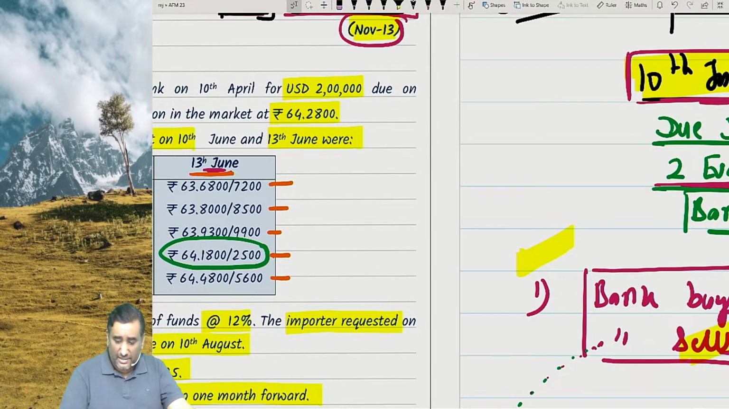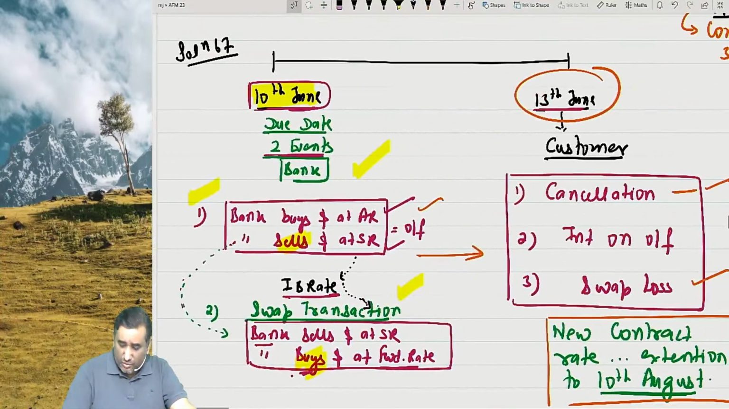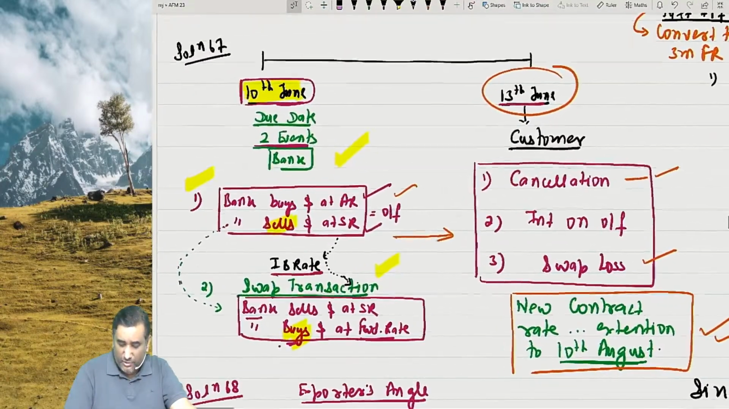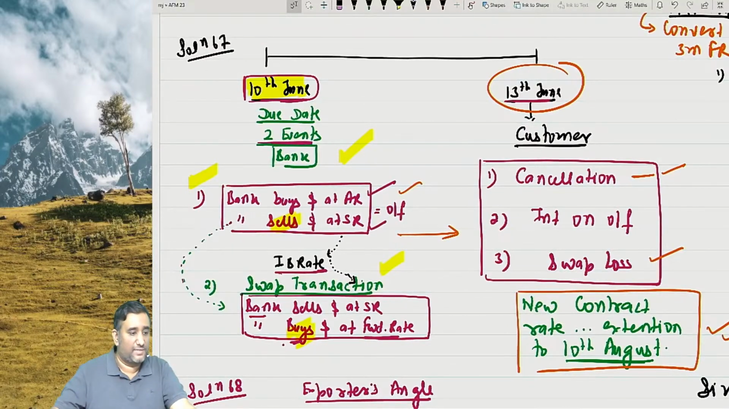So question 111, I'll take it up. Before you do it, just copy this diagrammatical presentation if you want. Then I'll take up the fresh answer.